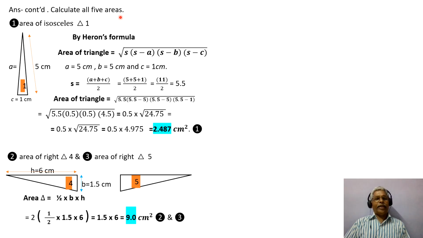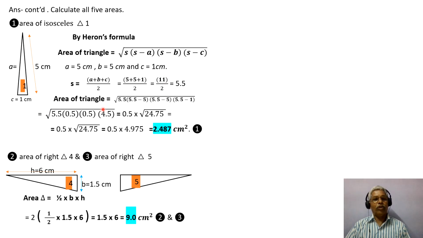Calculate all 5 areas. First one, area of isosceles triangle 1. So this is 5, this is 1, and this is 5. By Heron's formula, area of triangle equals root of s into s minus a into s minus b into s minus c, where a is 5 centimeters, b is 5 centimeters, and c is 1 centimeter. So s equals a plus b plus c upon 2, so 5 plus 5 plus 1 upon 2, 11 upon 2 is 5.5.